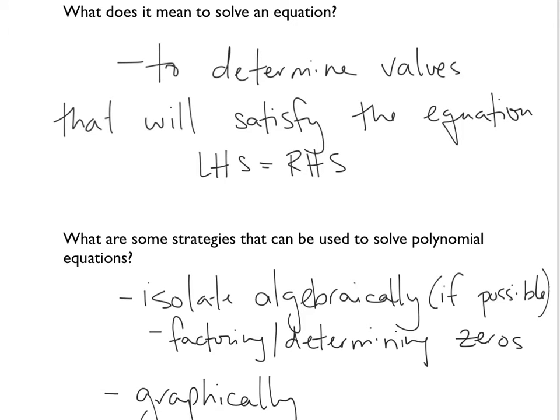One method, solving algebraically, would incorporate factoring, determining your zeros, and any algebraic manipulations that you need to make. The other way is graphing your functions and then seeing where your functions intersect. And so your points of intersection would be your solutions.